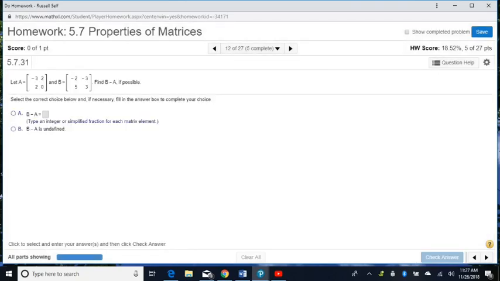Let matrix A equal that one, B equal that one, find B minus A. Now this is the one where you have to be very careful. Now both of these are 2 by 2 matrices, right? So they can indeed be subtracted, okay? But we're just going to do one of these so you can remember what happens.